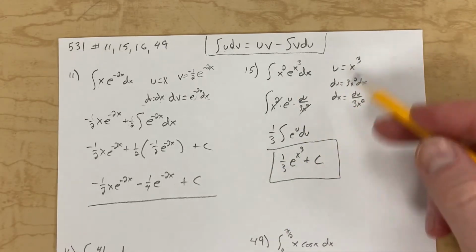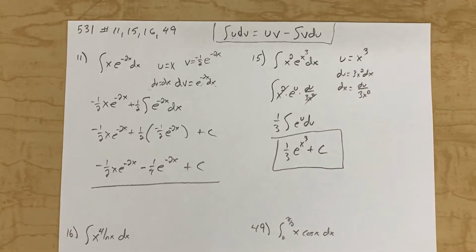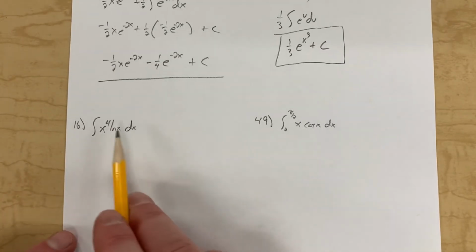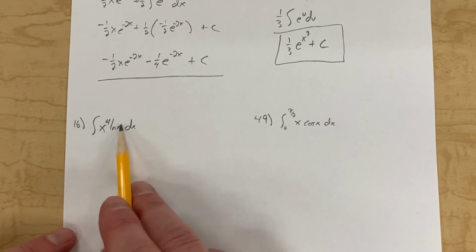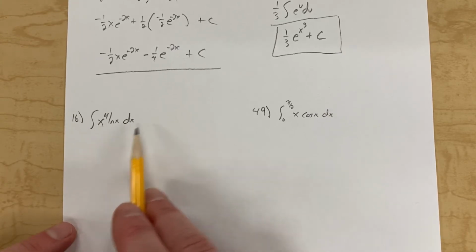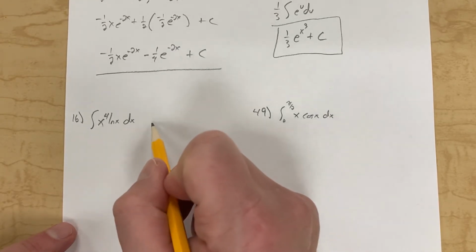So I don't need to do anything fancy. This is just an old-fashioned u-sub. But 16, for sure, that's something that I need to work on. I don't know how these connect, and so I can't do just a u-sub. I'm going to have to do this by parts.